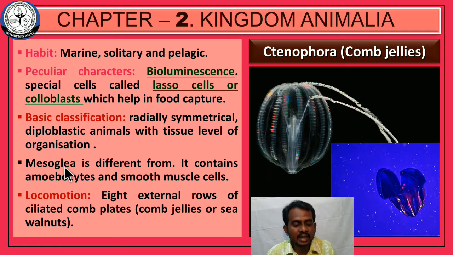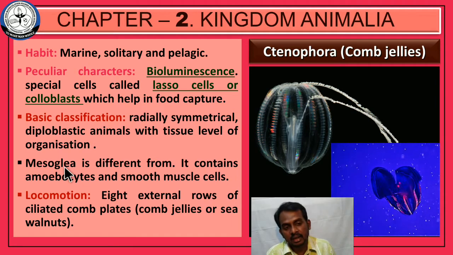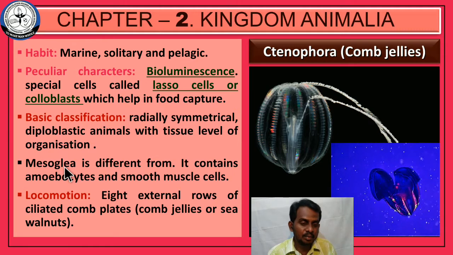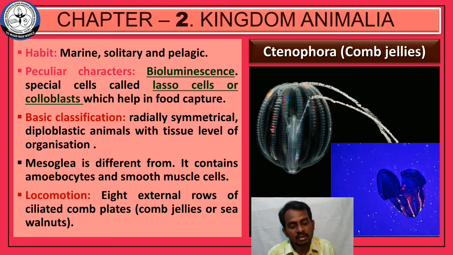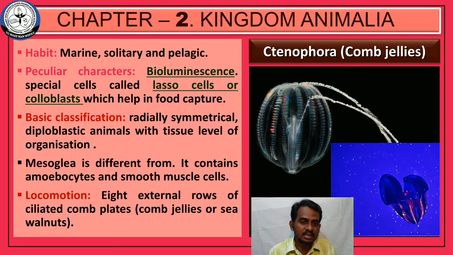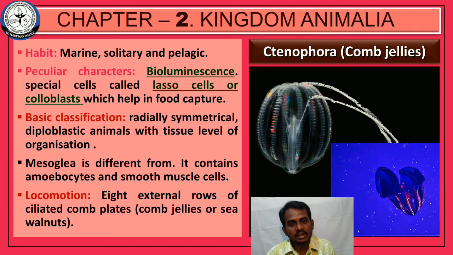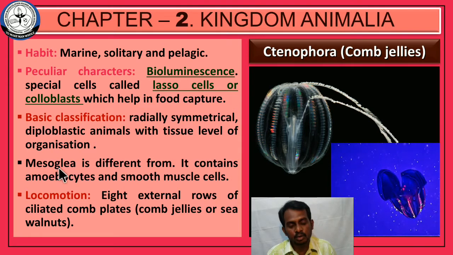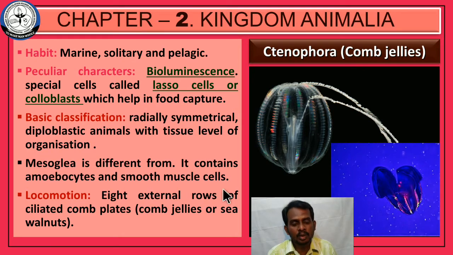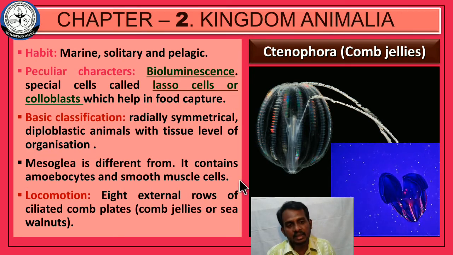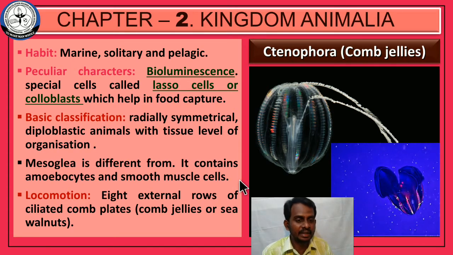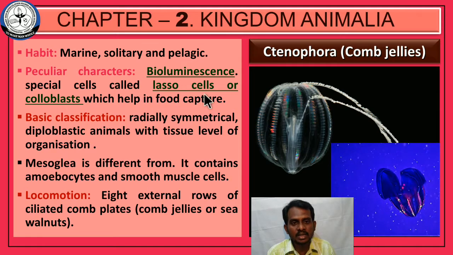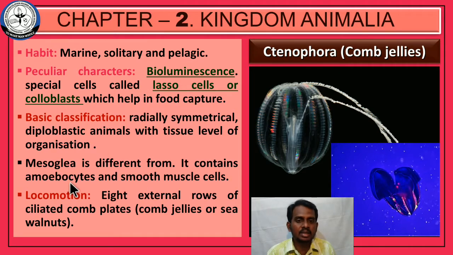In case of cnidarians, the mesoglea does not differentiate into cells. In coelenterates, the mesoglea is a non-cellular substance. Both animals are diploblastic animals. But in case of Ctenophora, the mesoglea differentiates into amoebocytes. This is another one mark question: amoebocyte is the peculiar character of which phylum? There are two cells we discussed in this part. One is colloblast or lasso cells, another one is amoebocyte cells.